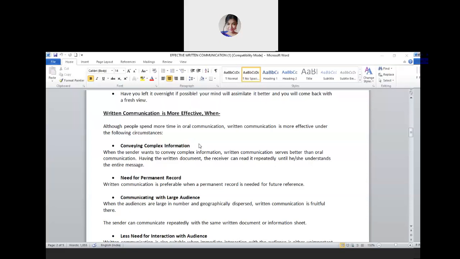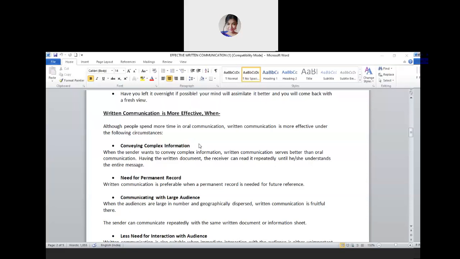Suppose I want to share some kind of information with you all, and I feel that if I convey my thoughts to you orally, then you might not understand it or you might forget it. So then what mode or medium will I use? I'll be using the written mode, isn't it? In that case, you can read it again and again to understand it, and you can also remember it.